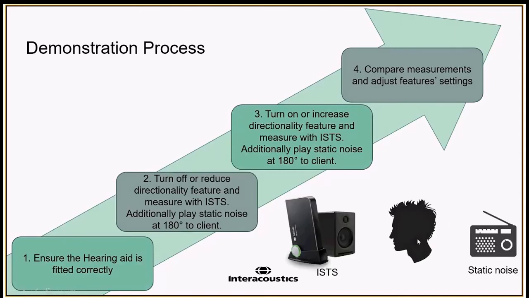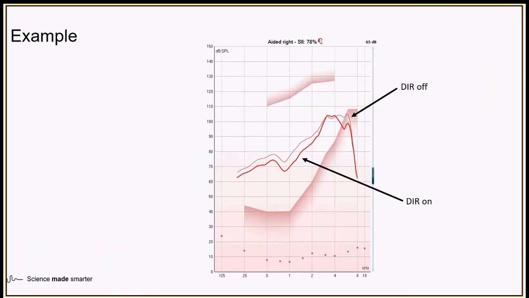So here we have our patient sitting forward to the REM speaker with ISTS coming from the front. This is typically the best speech-based signal that we use for fitting hearing aids. And then they have static noise coming at them from 180 degrees, so from behind them. Here's an example of how this is working.